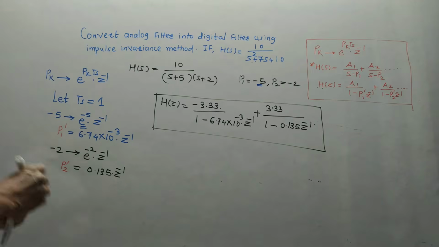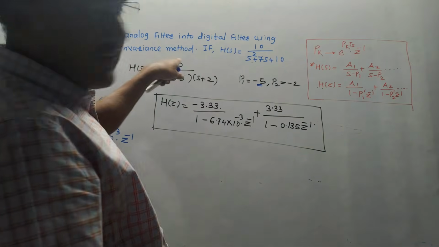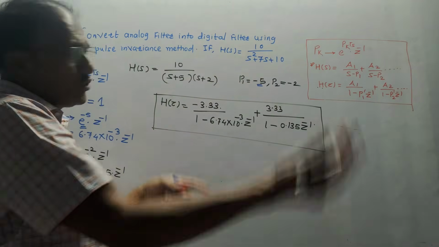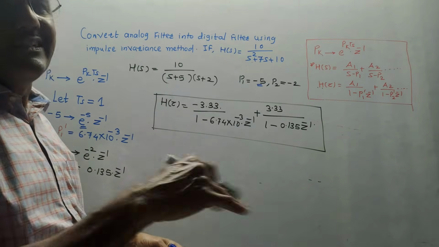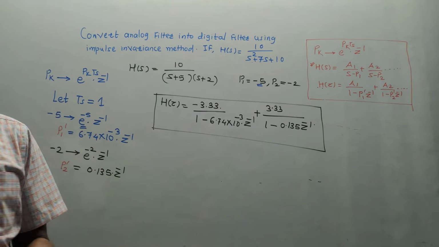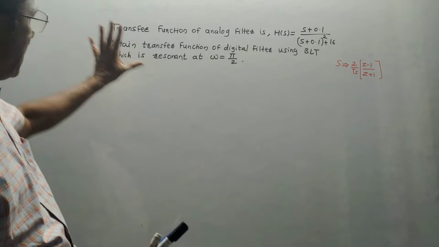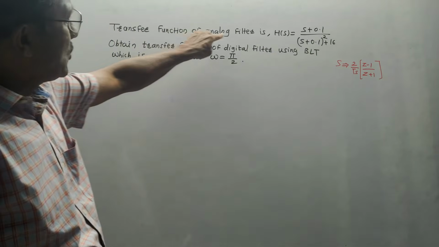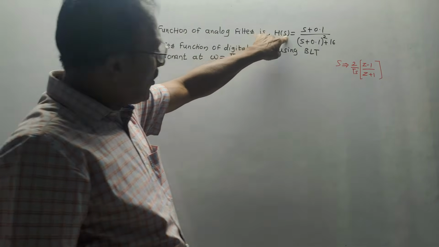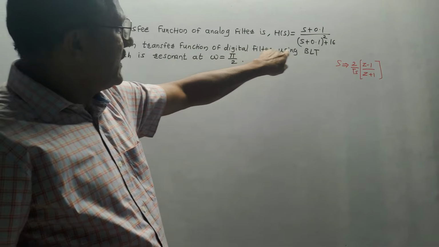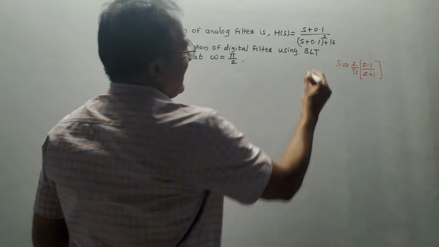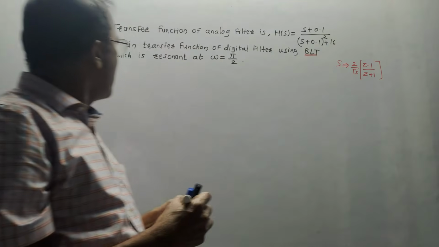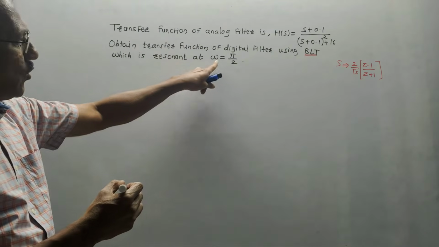These are the two variations as far as the impulse invariance method is concerned. Now let us solve a numerical related to BLT, that is bilinear transformation. The next problem: the transfer function of an analog filter is H of s. This is the given equation. Obtain the transfer function of the digital filter using BLT, that is bilinear transformation, which is resonant at omega.